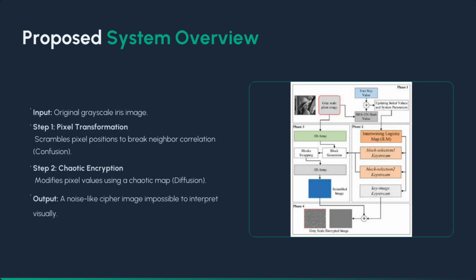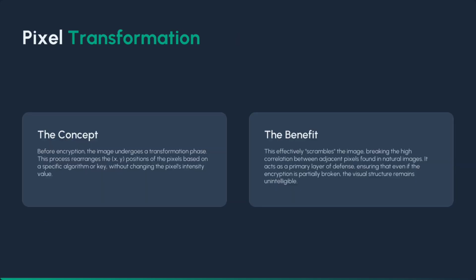Here is the architecture of our proposed system. It functions as a pipeline. We take the original iris image as input. Step 1 is pixel transformation. This is where we shuffle the positions of the pixels. In cryptography, we call this confusion, breaking the relationship between a pixel and its neighbors. Step 2 is chaotic encryption. Here, we change the actual color values of the pixels using a chaotic map. This is called diffusion. The output is a cipher image that looks like static noise. This two-step process ensures that an attacker has to break both the position scrambling and the value encryption to retrieve the original biometric data. Let's dig deeper into the first step.